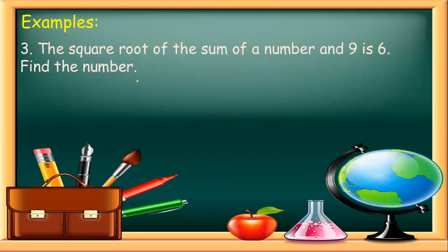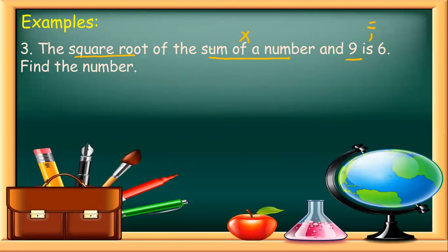Next, let's find the square root of the sum. Square root of the sum, you have to analyze our given first. So square root of the sum of a number and 9, since it has no given here, we can write the unknown by x.